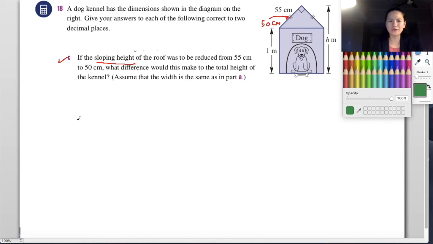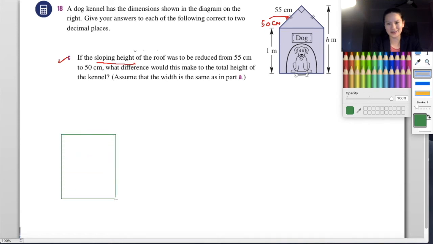Read again. If the slope height of the roof was to be reduced from 55 cm to 50. So that means I'm going to draw you the picture. How about I draw it really quick? It's like this. Yep, and then at the top, it could be like this one. But before it's 55, but now it's just 50. So that means it's slightly shorter. Okay.